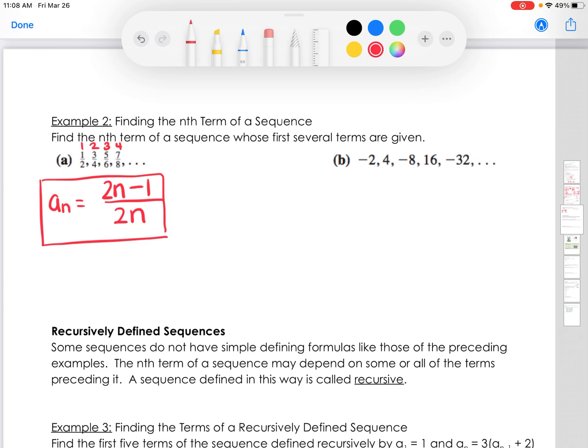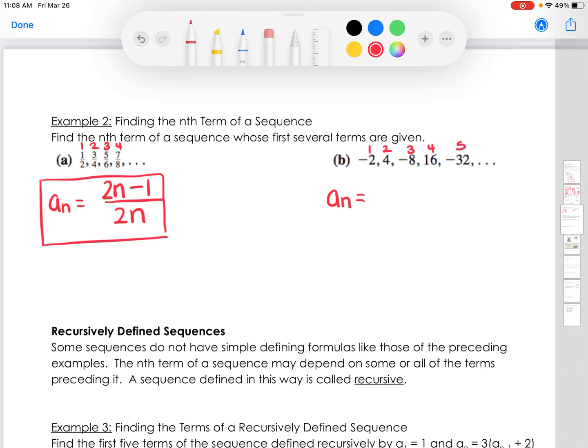Here we see -2, +4, -8, +16, -32. So what we want to make sure that we're doing first is looking at the negative. In order to alternate signs, we need to make sure that depending on the n, whether we're going to get a positive or a negative here.